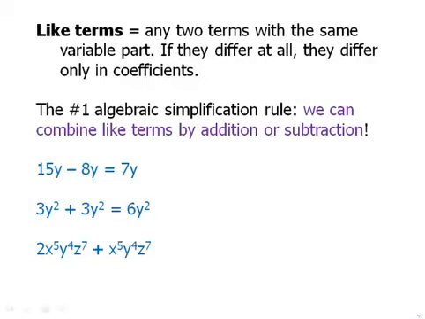In that final one, notice that it's awfully complicated, but the two terms are actually like terms because the variable part, x to the 5th, y to the 4th, z to the 7th, is identical between the two terms. So we have two of the thing plus one of the thing, and whenever you have two of anything plus one of the same thing, you get three of that thing. So that's how we simplify that.